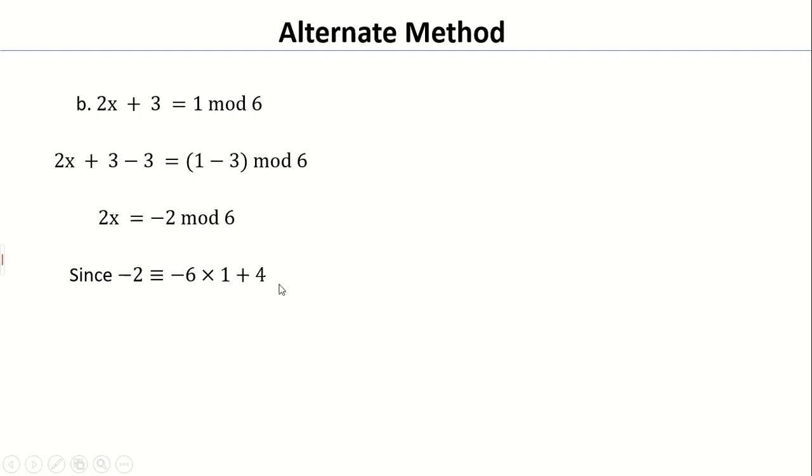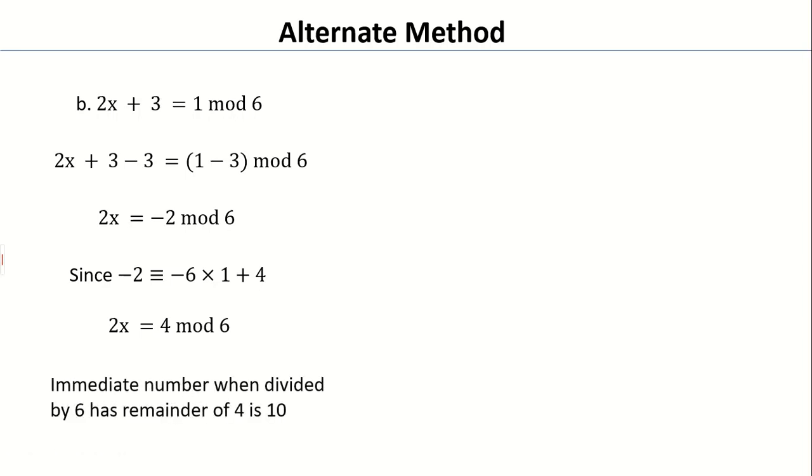So this 4 that you have to add to balance the equation now becomes the path to the solution. It means this -2 mod 6 can be written as 4 mod 6. So you now have 2x equals 4 mod 6. Then you apply the same thing that you did before. An immediate number that, when divided by 6, has a remainder of 4 is 10. An immediate number that if you divide it by 6, you have a remainder of what?